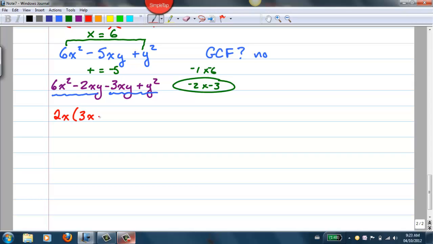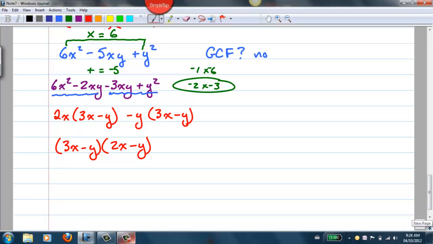Factor by grouping. We pull out the common factor from the first two. We recognize that 3x minus y is common to both, so we write it once out in front, and the leftover bits make up my other factor, 2x minus y.